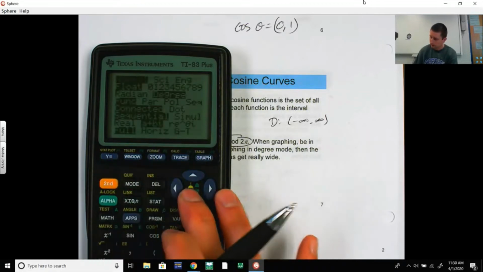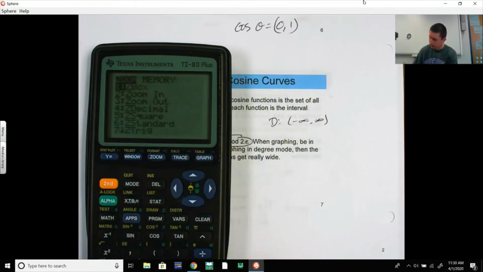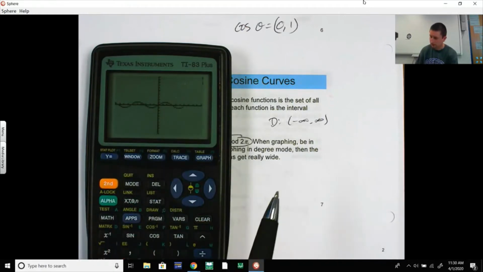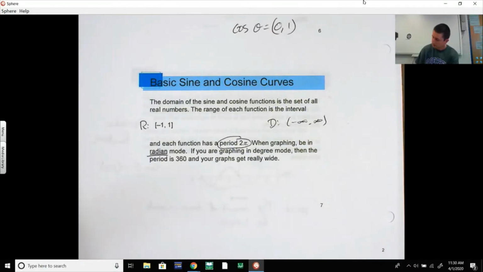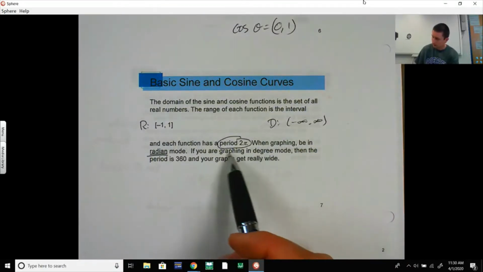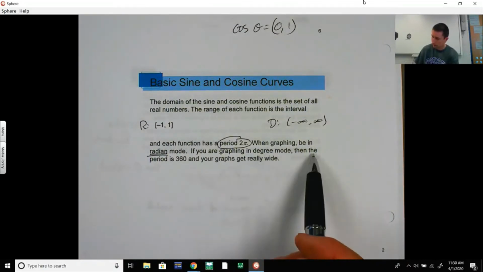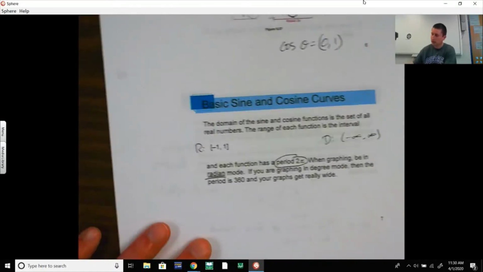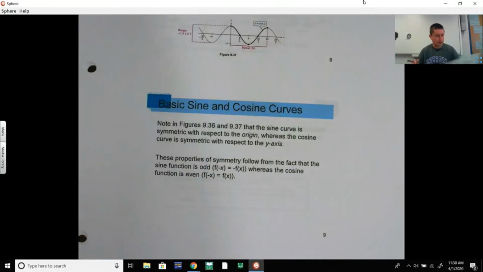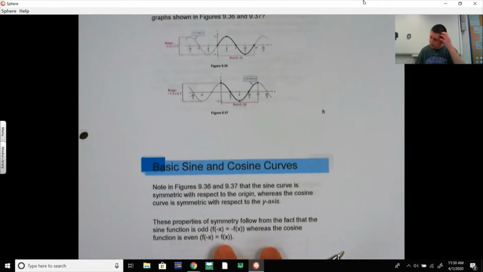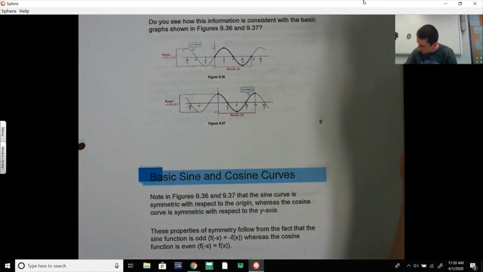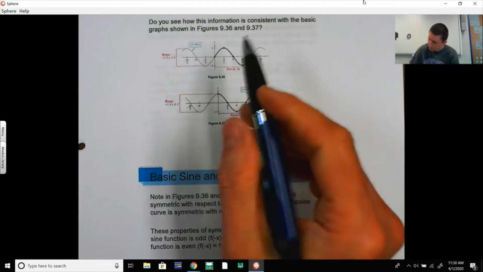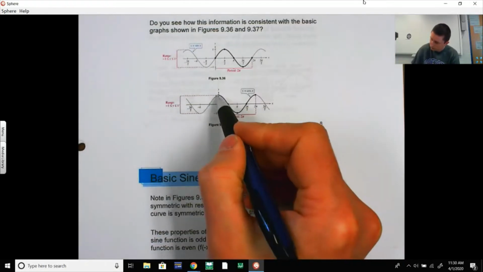So in radians, I'll go back to my standard window. This is negative 10 to 10, and there you can see the sine graph. You can restrict your y-axis to get down to what you want as well. If you're graphing in degree mode, then the period is 360. Your graphs get really wide, and you have to really expand your x-axis. I think these are the same graphs. The sine graph starts at 0, 0, and the cosine graph starts at 0, 1.